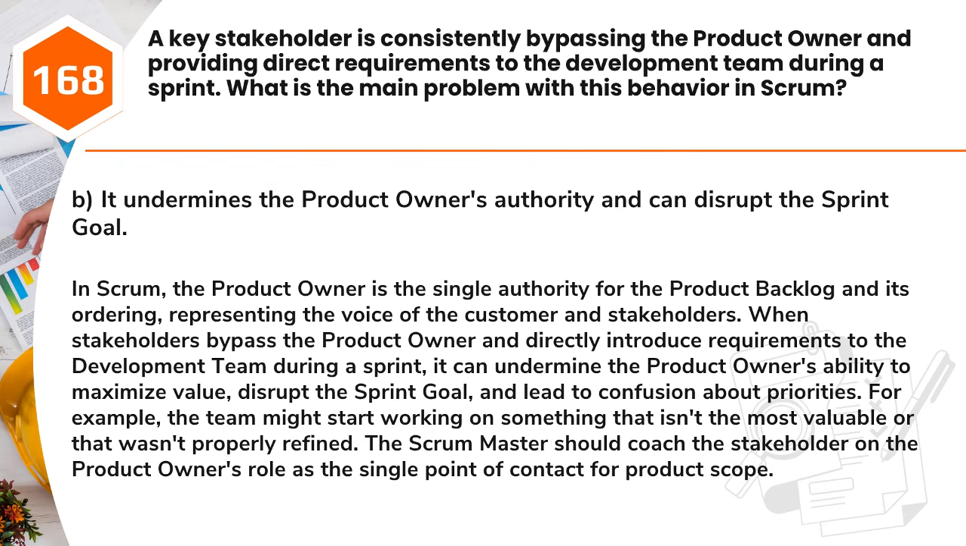In Scrum, the product owner is the single authority for the product backlog and its ordering, representing the voice of the customer and stakeholders. When stakeholders bypass the product owner and directly introduce requirements to the development team during a sprint, it can undermine the product owner's ability to maximize value, disrupt the sprint goal, and lead to confusion about priorities. For example, the team might start working on something that isn't the most valuable or that wasn't properly refined. The Scrum Master should coach the stakeholder on the product owner's role as the single point of contact for product scope.